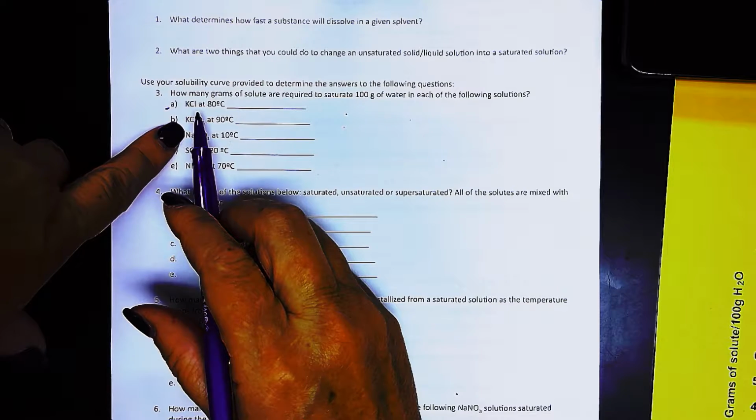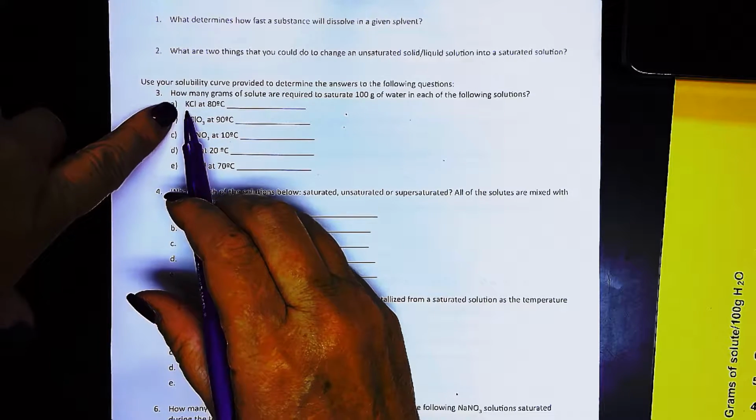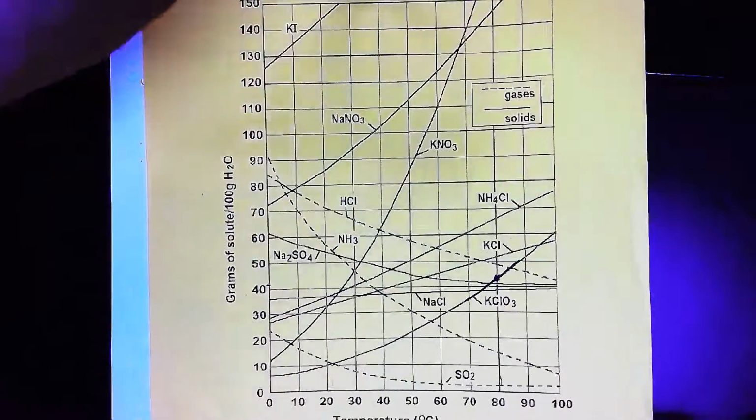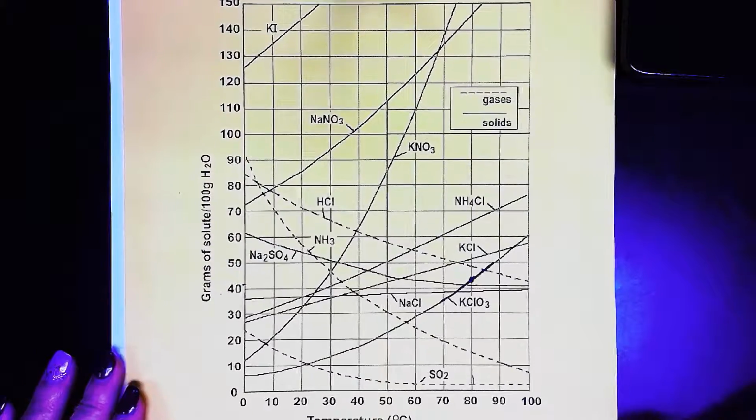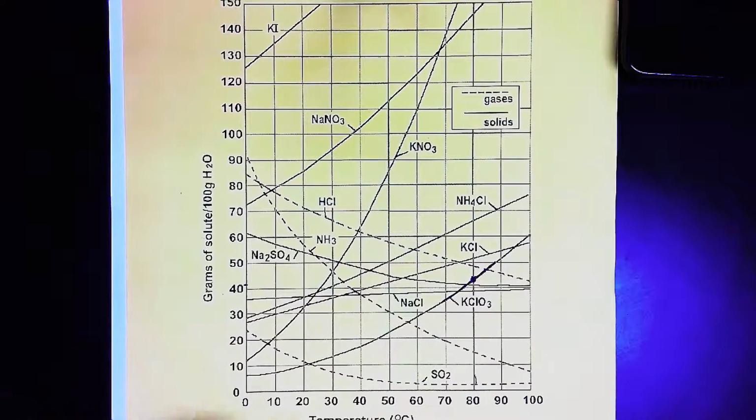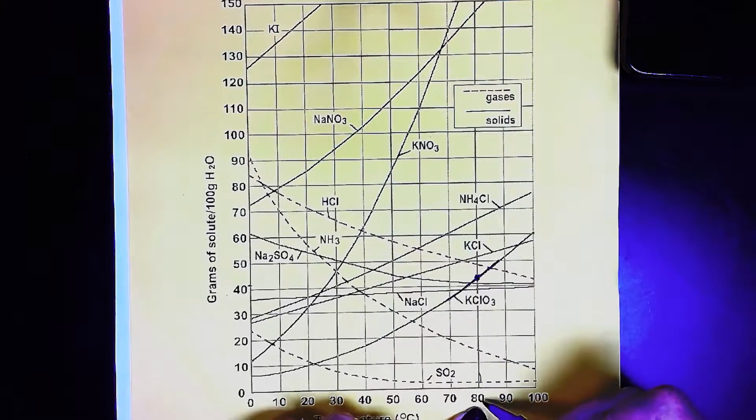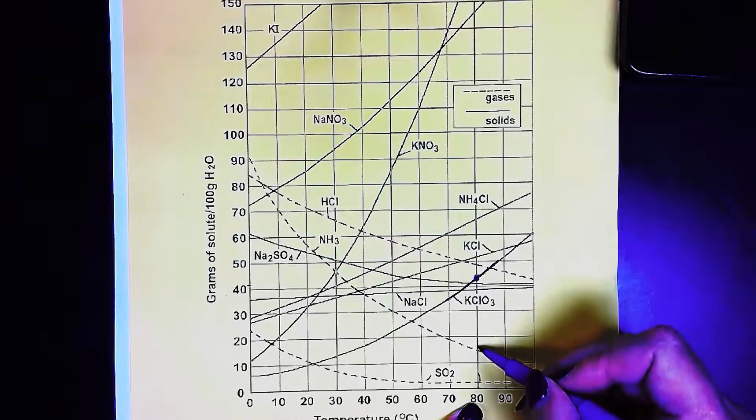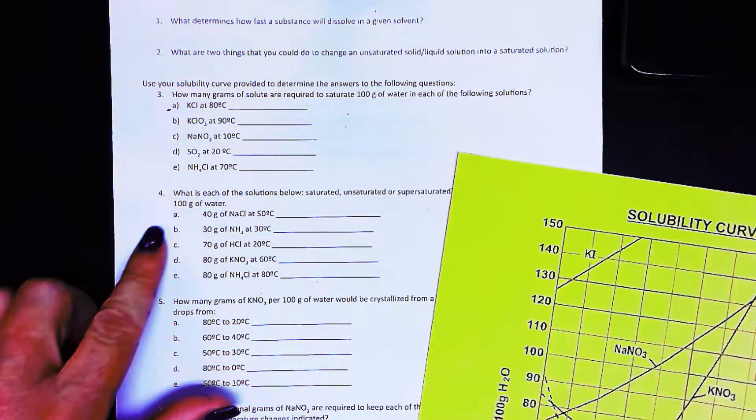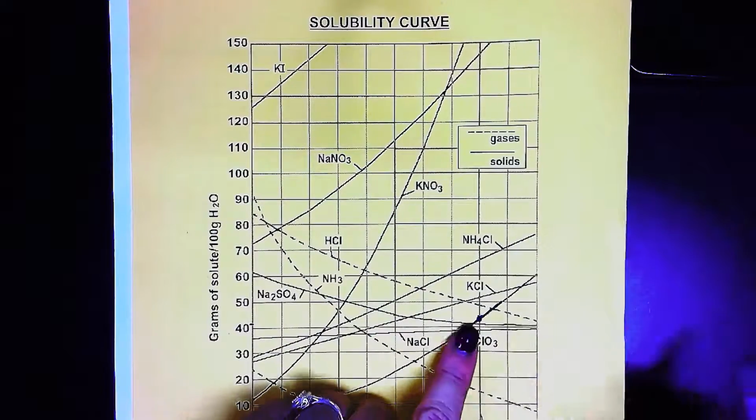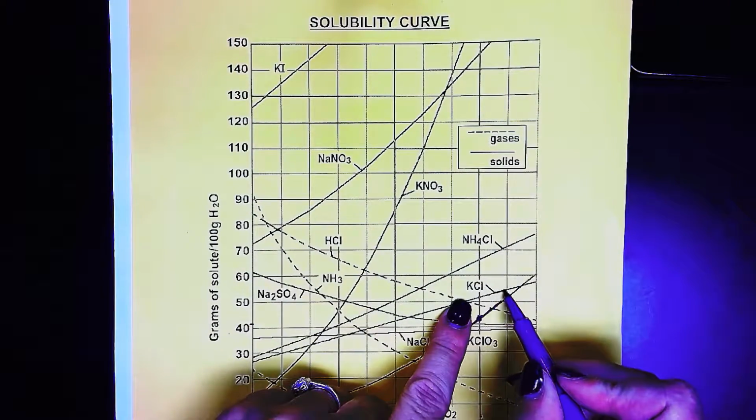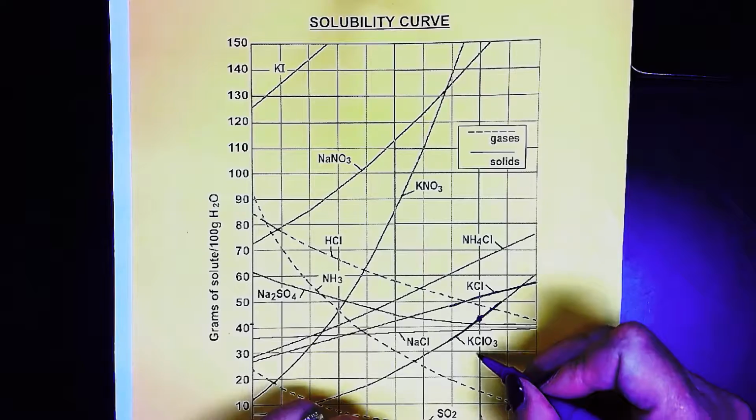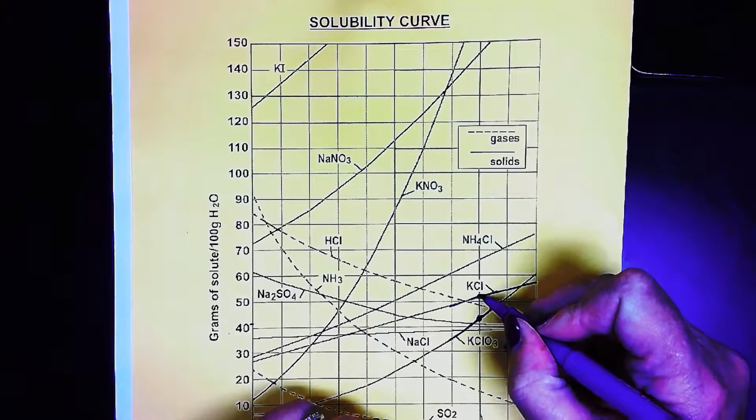Letter A says, I have the compound KCl and I have it at 80 degrees Celsius. So I'm going to pull up my solubility curve, and I'm going to look for a couple of things. I'm going to look for 80 degrees. Temperature is on the x-axis, and I want to follow that up until I run into the line for KCl. KCl is right here. This line is the line for KCl. So I'm going to go from 80 degrees until I meet that line.